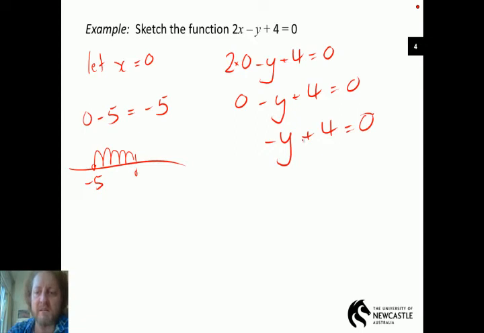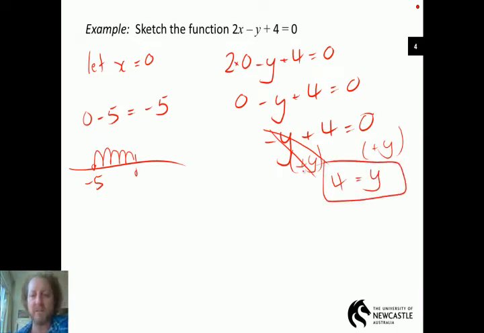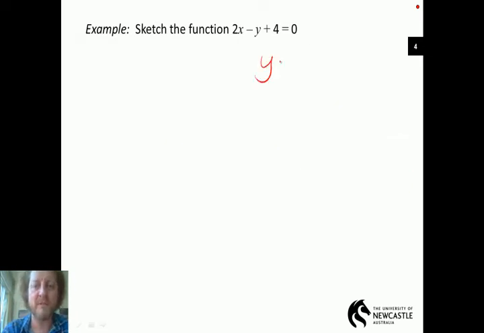Okay, and here I want to clearly get my y-intercept, get y equals. The quickest way to do that is, if I've got a minus y here, how do I get rid of minus y? By plus a y. So I'm going to add y to both sides. The minus y cancels the plus y, and I end up with 4 equals y. In other words, there is my y-intercept. I'm going to erase that and just note I found my y-intercept: y-int equals 4.